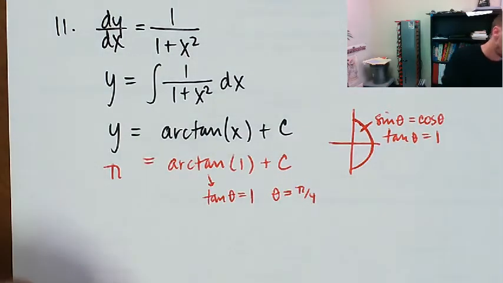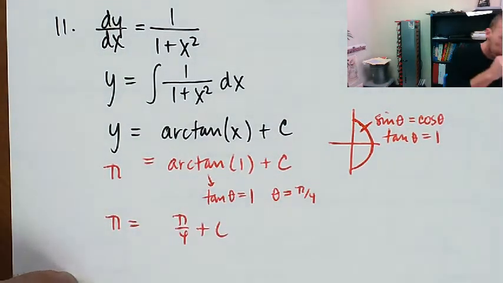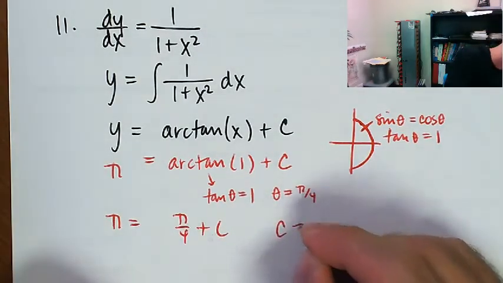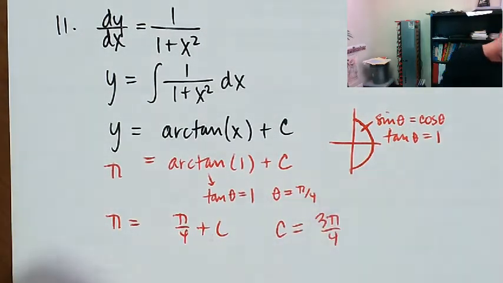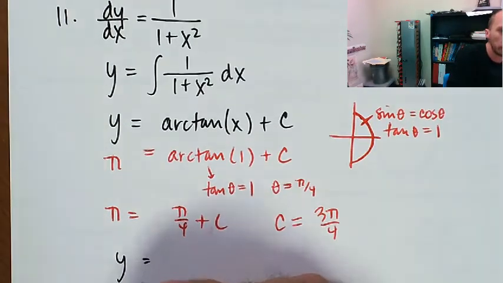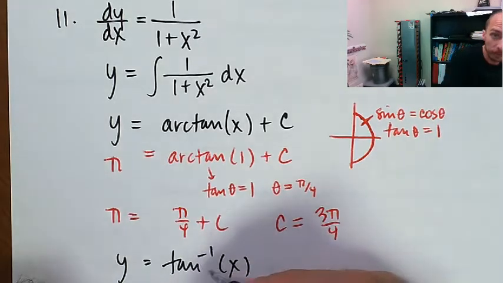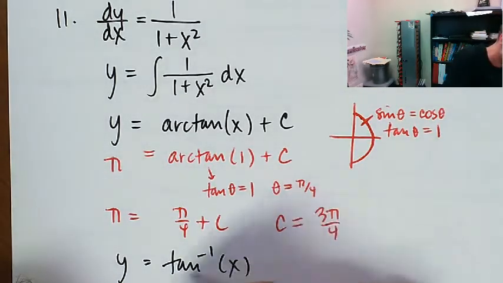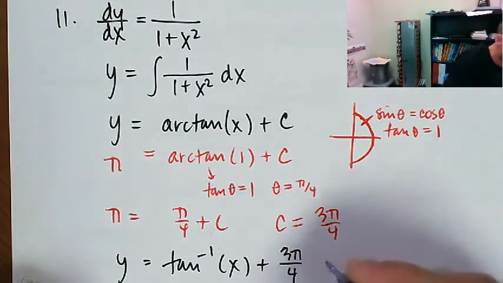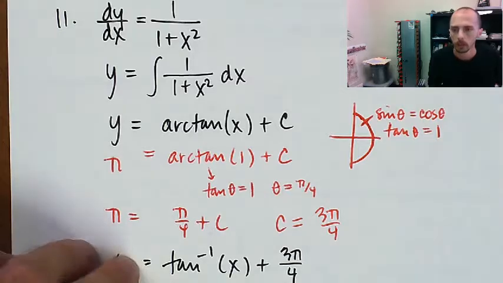So, wait, I'm not done doing my computation. Pi equals pi over 4 plus c. So I've got the whole one here and a quarter of it there, so that means c is 3/4. Okay, so my particular solution is going to be y equals arctangent of x, which is the same as inverse tangent of x. We can write it either way in this class. I'm going to write it both ways just to make sure you're aware of that. Plus 3 pi over 4. Okay, that was a pretty good one.